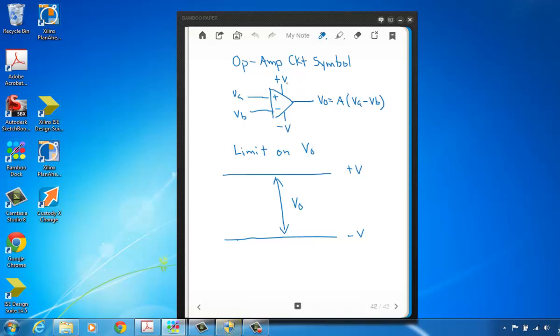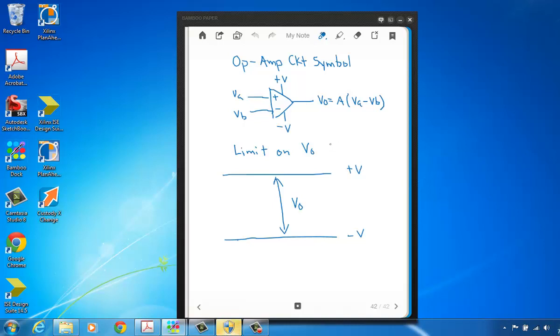Again, when there's nothing connected around the op amp, we're going to be looking at various common op amp circuits, you know, 5 or 6 different circuits where we have various components connected around the op amp, and we'll see how we come up with what V out equals in those cases.